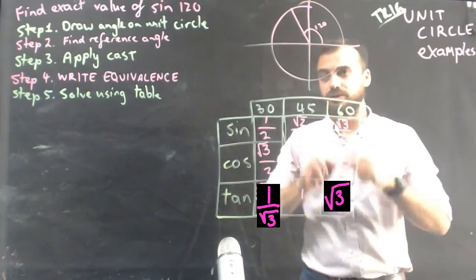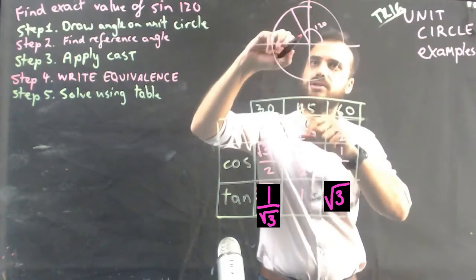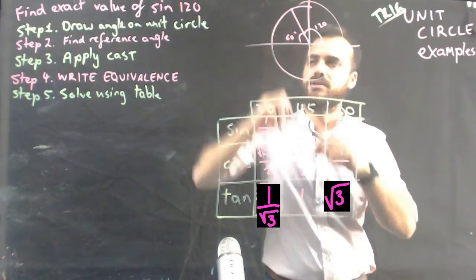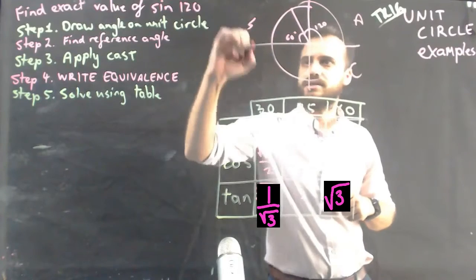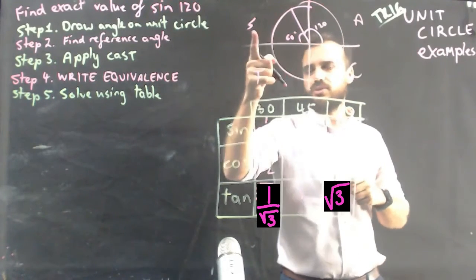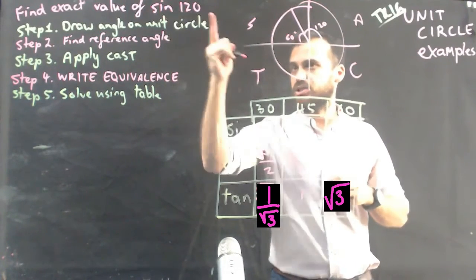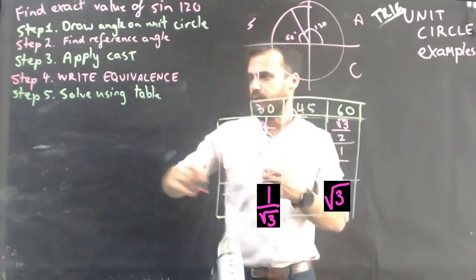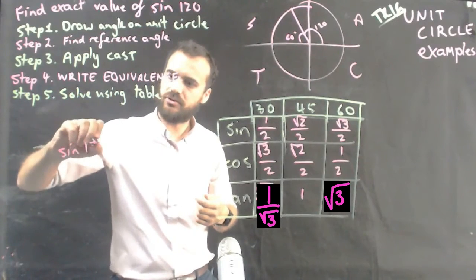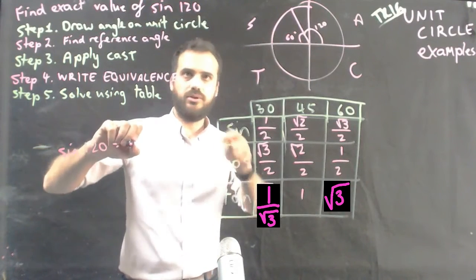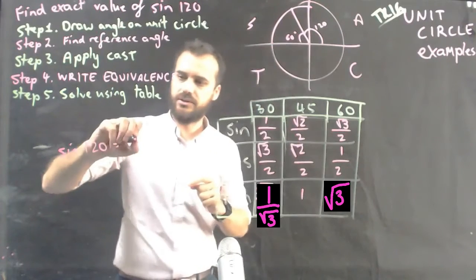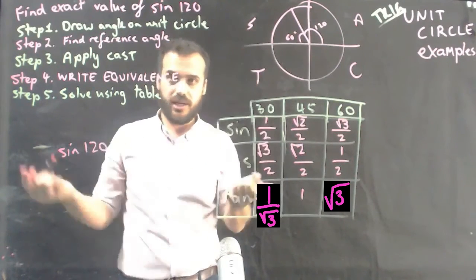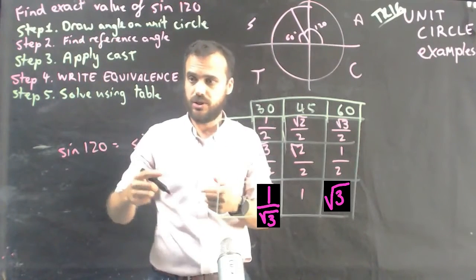Find the reference angle. The reference angle is between the x-axis and the line. If that's 120, that must be 60 degrees. Apply CAST, C-A-S-T. I'm in the sine quadrant, and I just happen to be doing a sine question, so my answer is going to be positive. Write the equivalence. Sine 120 is equal to reference angle 60, sine 60, and I'm in the sine quadrant, so my answer is going to be positive. It's not going to switch.